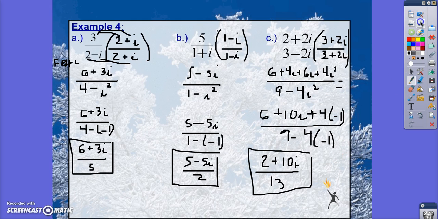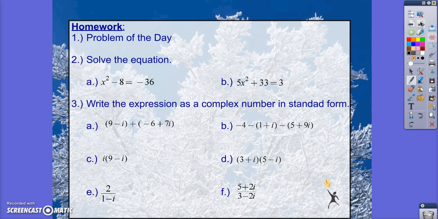Check your work. Last but not least, we're finished with the lessons. Complete the problem of the day, and then do problems 2 and 3. And that's it for today.